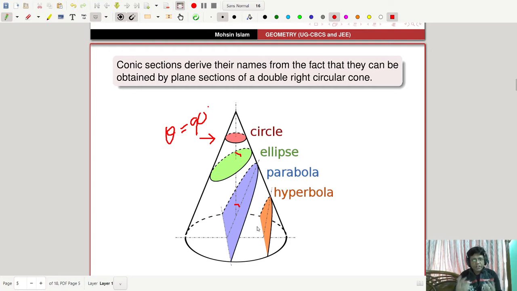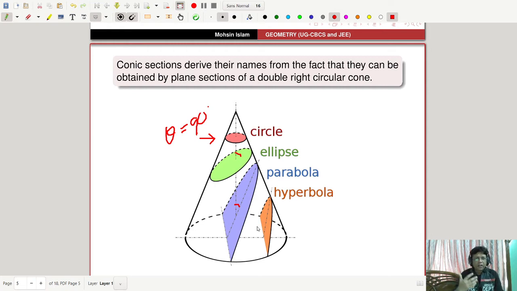So conic sections actually derive their names from the fact that they are plane sections of a double right circular cone. If you take sections of the right circular cone by a plane in different positions, making different angles with the axis of the cone, you will get different types of curves: circle, ellipse, parabola, and hyperbola. So that is why the name conic section is there.